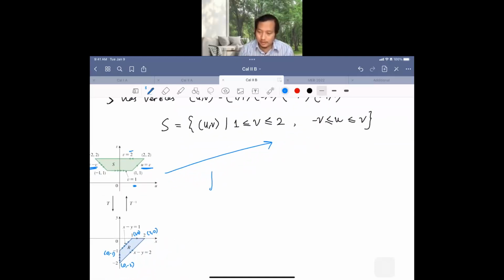So by the theorem, we can have our double integral over R. This will be projecting to S, and e becomes e to the u over v, and then adding the Jacobian value.